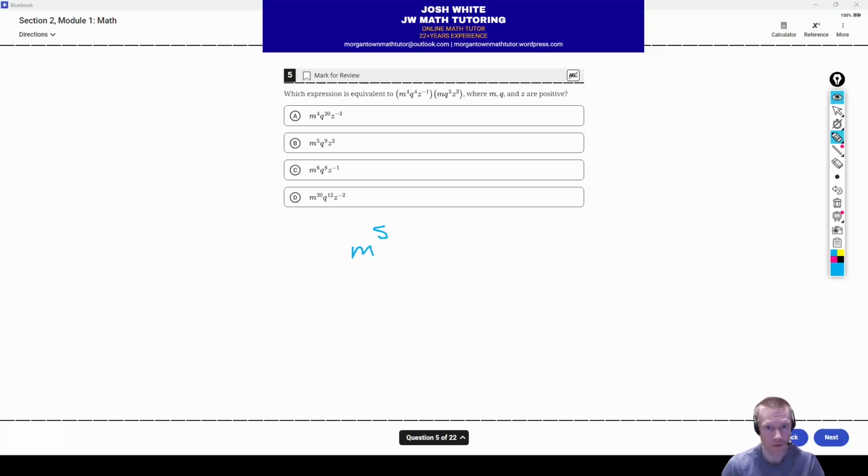Q to the fourth times q to the fifth is q to the ninth, because we add exponents, and z to the negative 1 times z to the third will be z to the second. So the correct answer for this one is going to be letter B.